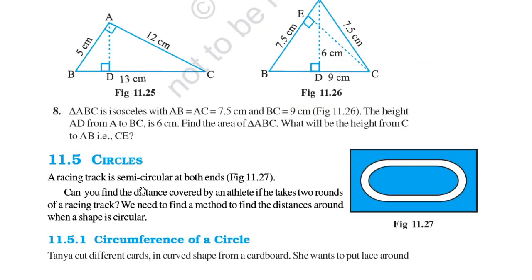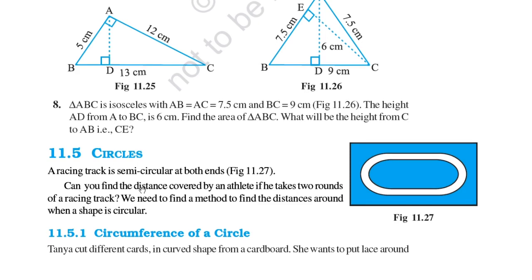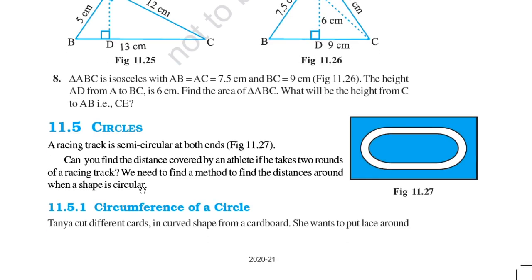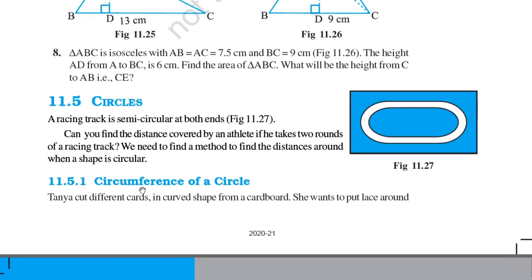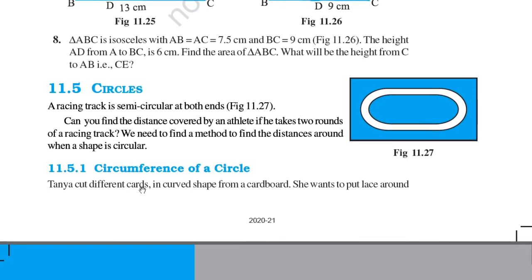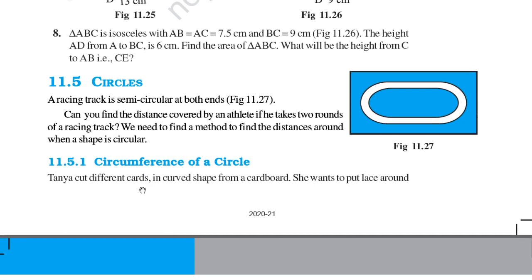11.5 Circles. A racing track is semicircular at both ends. You can see in figure 11.27. Can you find the distance covered by an athlete if he takes 2 rounds of a racing track? We need to find a method to find out the distance around when a shape is circular. So in 11.5.1, we'll learn circumference of a circle.